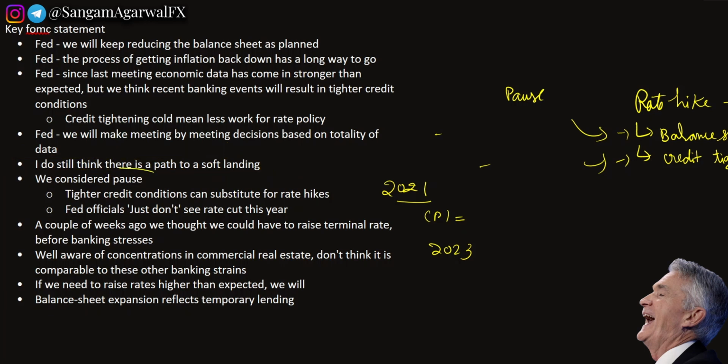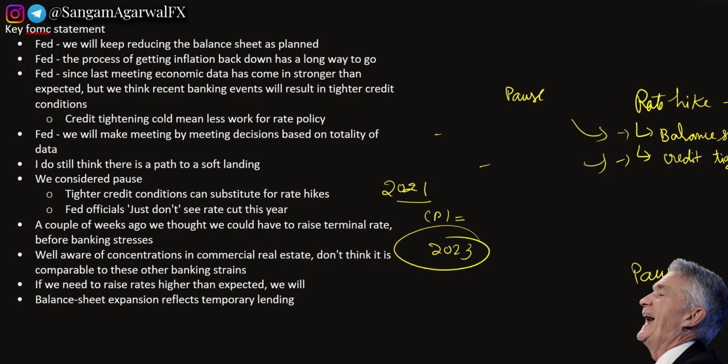And another important statement was that he considered a rate pause. And why is he doing that? He explained that balance sheet reduction and credit tightening will be replaced by a rate pause.